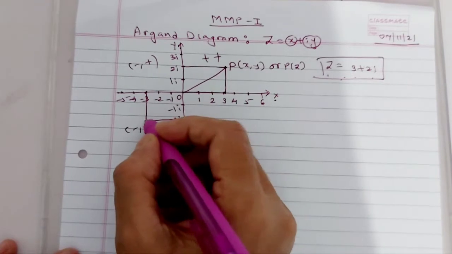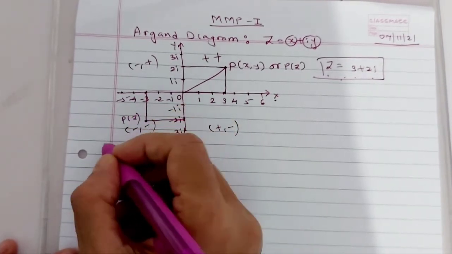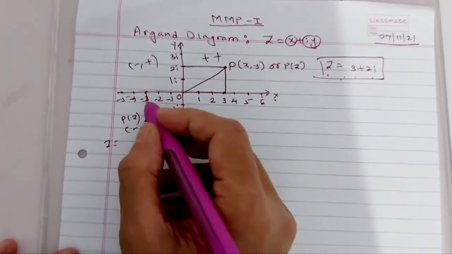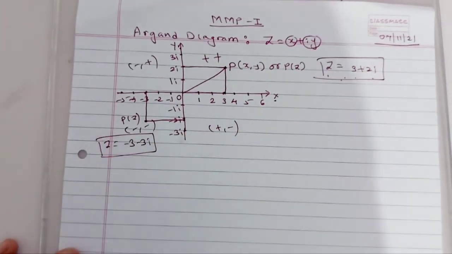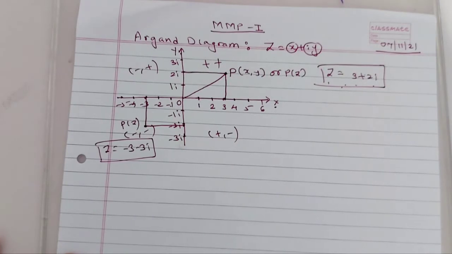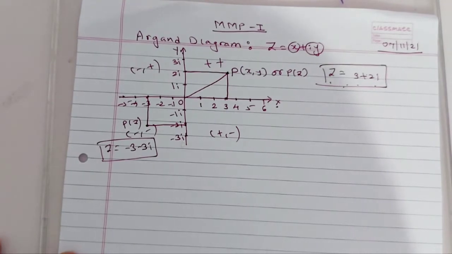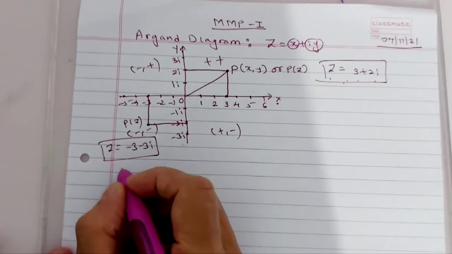So what will I say? This point P(z), z will be minus 3 minus 3i. So this is the way I will represent a complex number on a complex plane to show my Argand diagram. Now after this, the next topic, which is a continuation of this, is the rectangular form of the complex number.